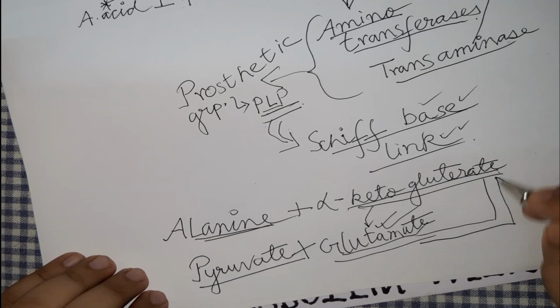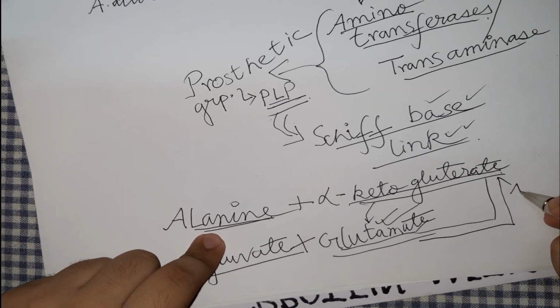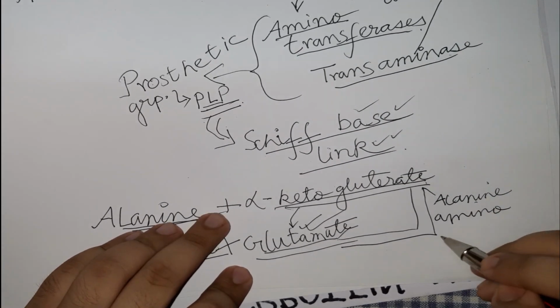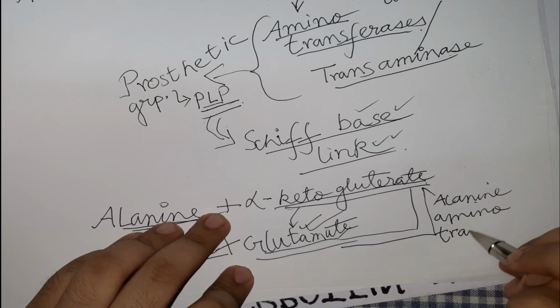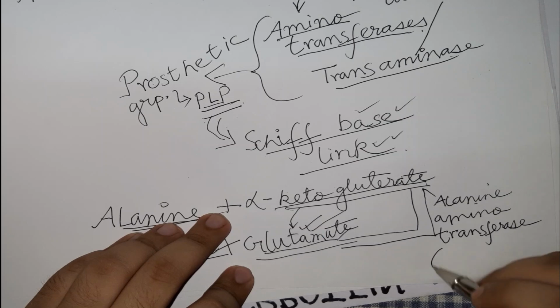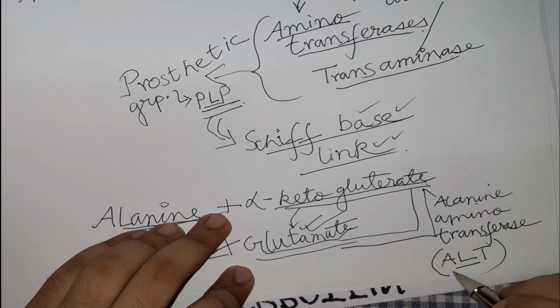Obviously, we are using an enzyme here, and obviously that is PLP related. What is the name of the enzyme here? The name of the enzyme is alanine aminotransferase. When abbreviated, this gives ALT.